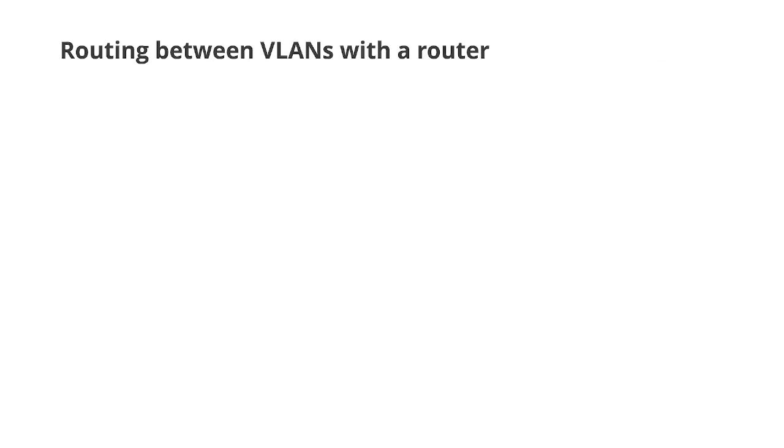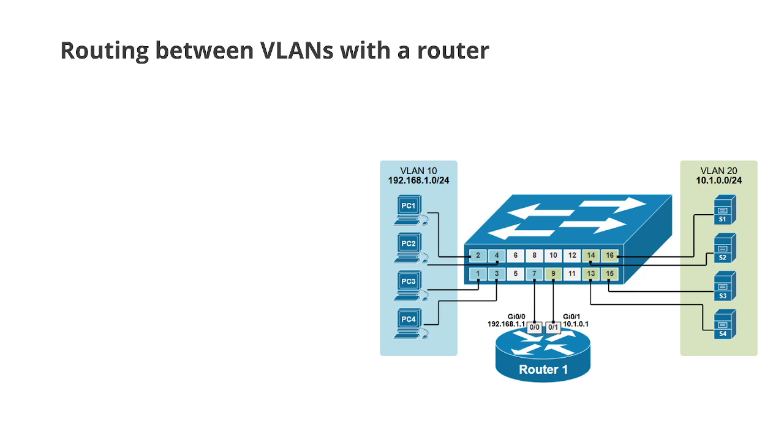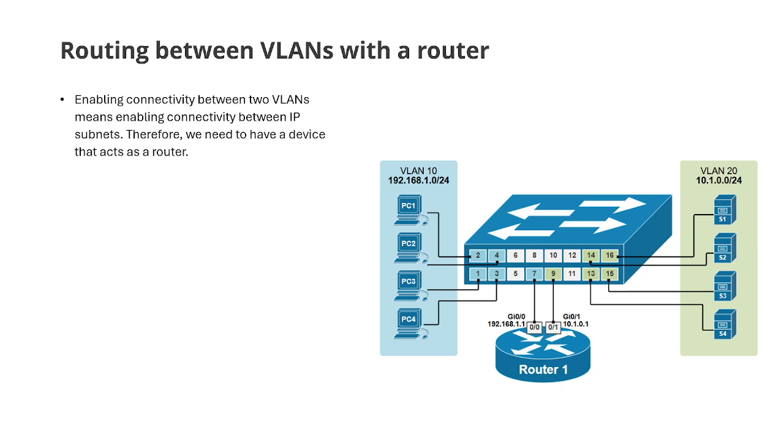But what happens with a different VLAN? We need routing. When it comes to a different VLAN or different subnet, we need routing. Enabling connectivity between two VLANs means enabling connectivity between two IP subnets. Therefore, we need a device that acts as a router, because by default a switch is a layer 2 switch and will do only layer 2 functionality. You need a device that does layer 3 functionality to transfer traffic from one subnet to the other. That's where the router comes into the picture.